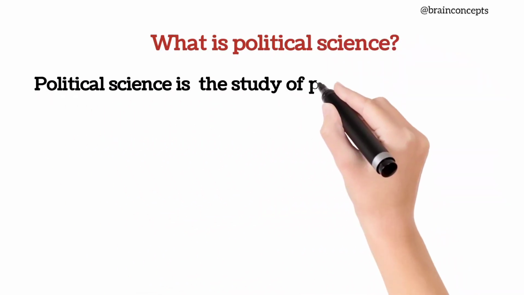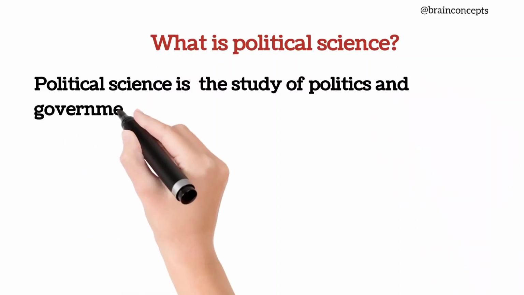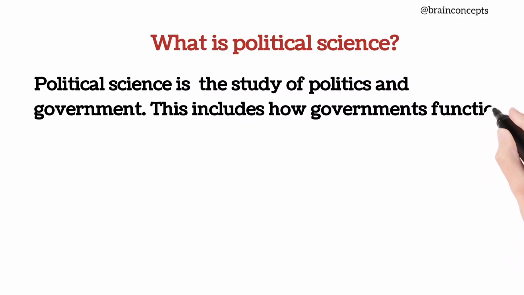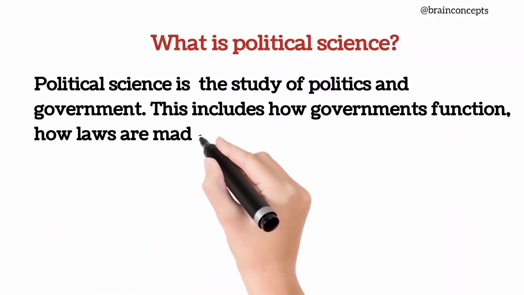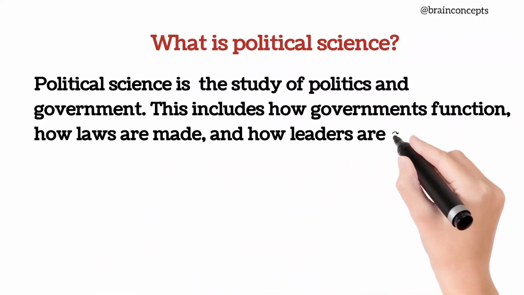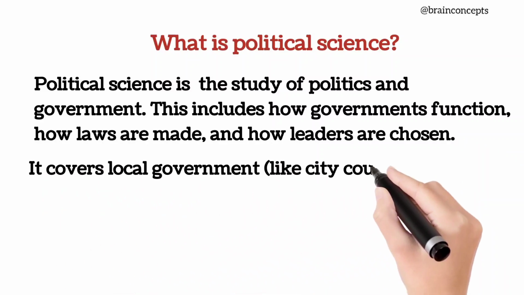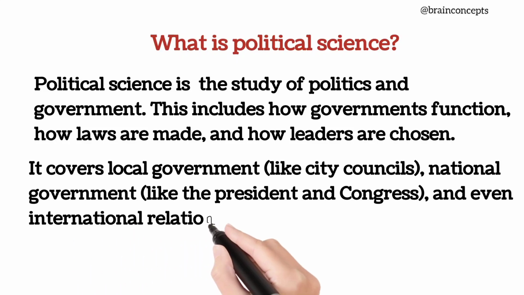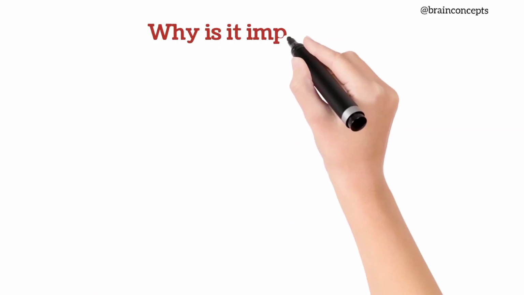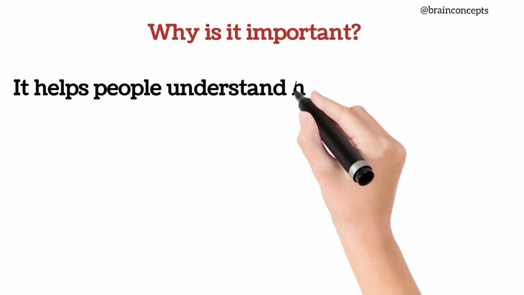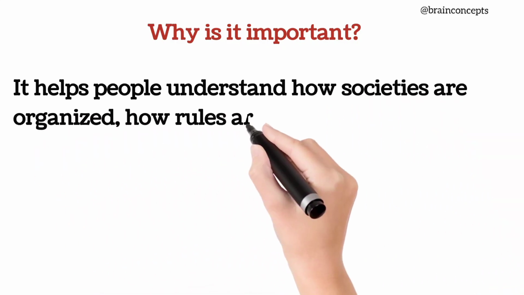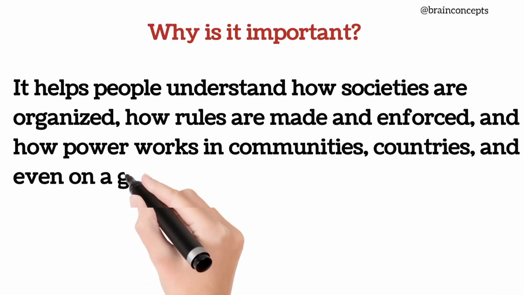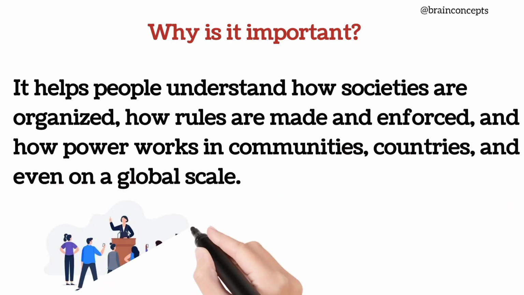But before that, what is political science? Political science is the study of politics and government. This includes how governments function, how laws are made, and how leaders are chosen. It covers local government, national government, and even international relations. So why is it important? Basically, it helps people understand how societies are organized, how rules are made and enforced, and how power works on the global scale.